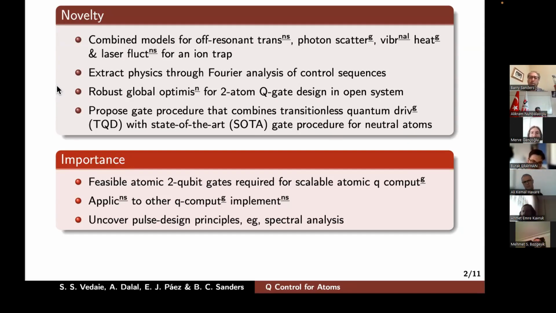Our work is important because feasible again means it's good enough. And so we write down the fidelity that's required for scalability. A lot of subtleties in that statement, but roughly that's the idea. And so we start off with a feasibility condition.